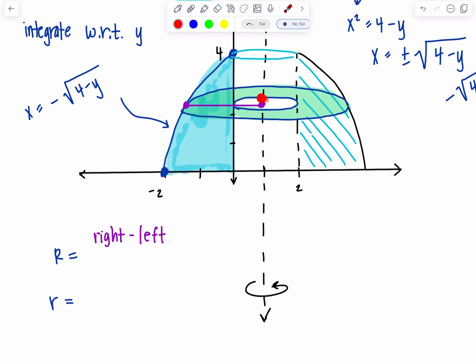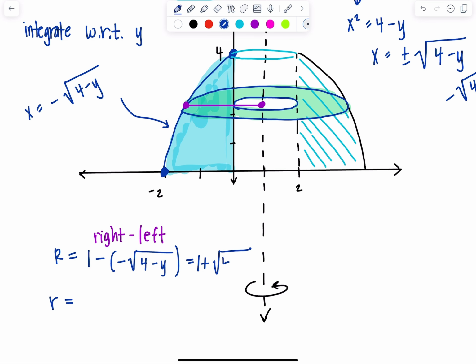What's bounding big R on the right? It's x equals 1. What's bounding big R on the left? X equals negative rad 4 minus y. I'll say it again. X equals 1. X equals negative rad 4 minus y. So big R is 1 minus negative rad 4 minus y. So that's 1 plus rad 4 minus y. Very good.